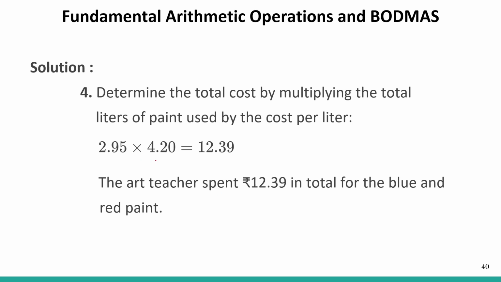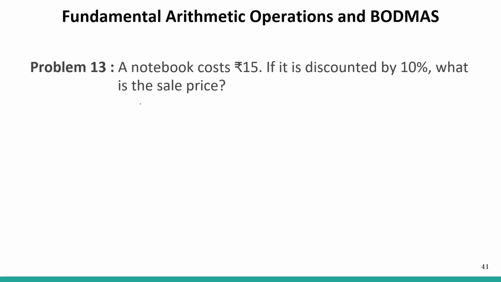So 2.95 into 4.20 is equal to 12.39. 12.39 is the total cost. Let's solve problem number 13. It says that a notebook costs 15 rupees and it is discounted by 10%. What is the sale price?